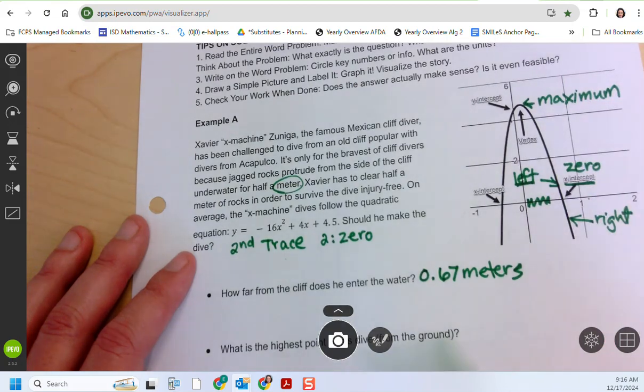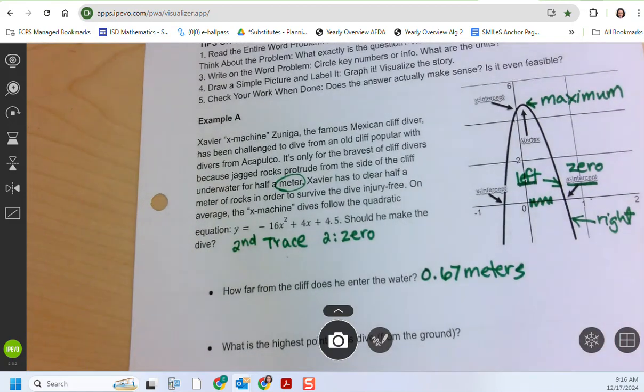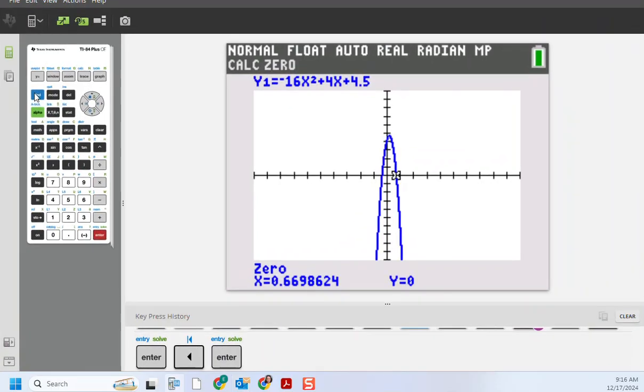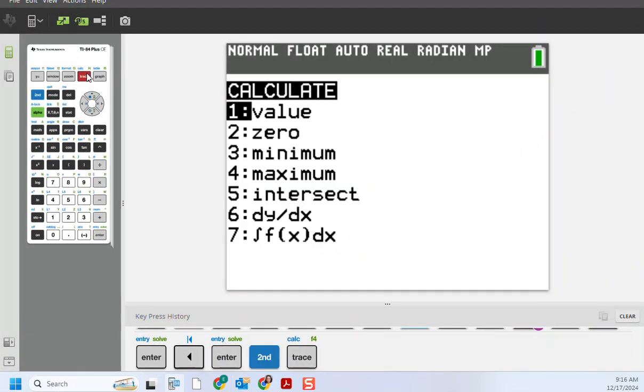Okay, so we're trying to find the highest point. So I'm going back to my calculator, and I'm going to press second trace again. I'm writing that on the paper. I know you can't see it at the moment, but I'll let you see it in a minute. Second trace. What do you guys think we're going to choose? Maximum. Good. Which is choice 4. So I'm going to choose 4.